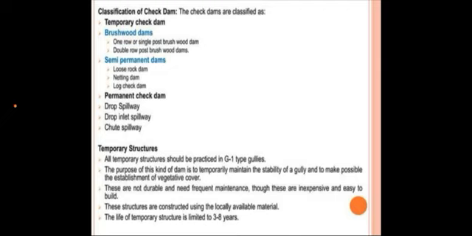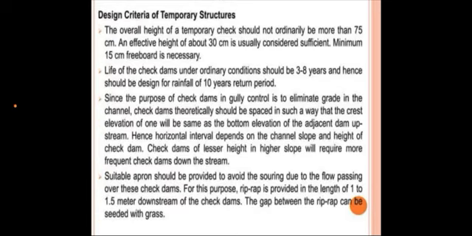Temporary structures should be adopted in GA1 type gullies. Design criteria of temporary structures: the overall height of a temporary check dam should ordinarily not be more than 75 centimeters, and an effective height of about 30 centimeters is usually considered sufficient. A minimum 15 centimeter freeboard is necessary. The life of check dams under ordinary consideration should be 2 to 3 years, and hence they should be designed for rainfall of a 10 year period.